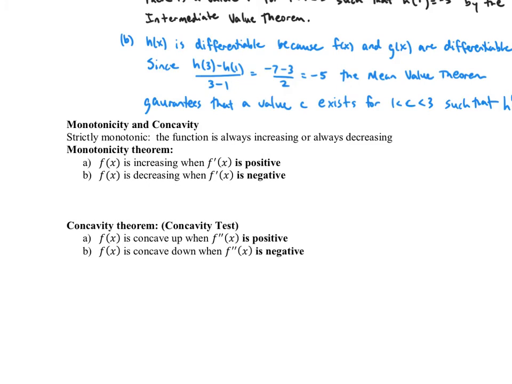With concavity, our textbook talks about this as the concavity test. We've just always discussed how if f is concave up, the second derivative is positive, and if f is concave down, then the second derivative is negative. But again, the text calls that the concavity test. Let's move on to the next page.